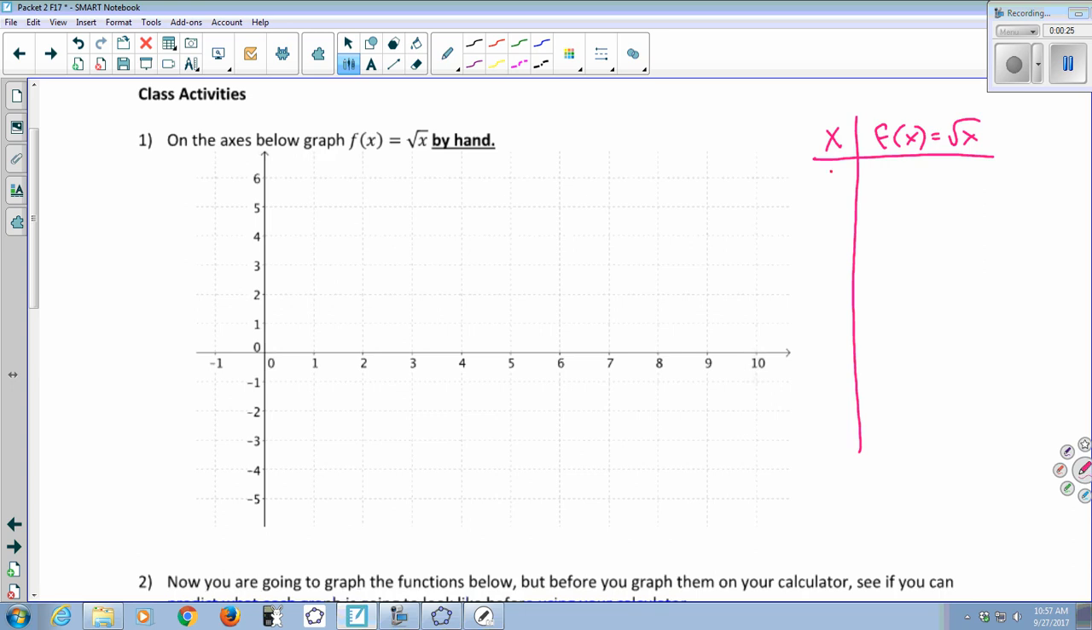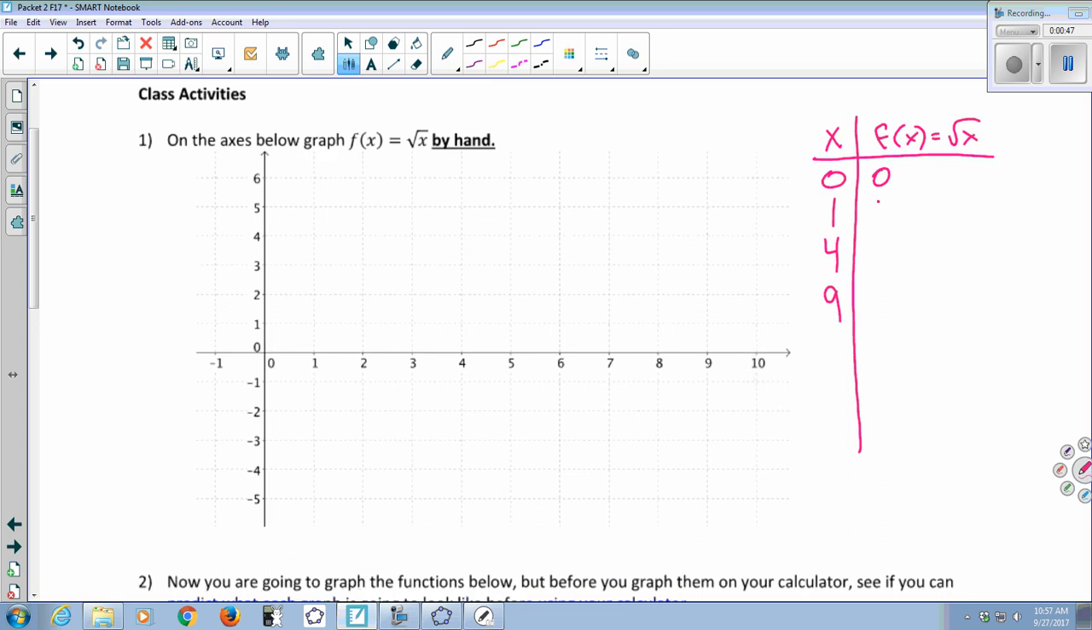So I will do 0. I can take the square root of 0. I can take the square root of 1. It's 1. And then I'm only going to list perfect squares here so that I can easily take the square root of them. And based on my axis, the last x value that's easy to square root is 9. The next one would be 16, and that's off the x-axis. So I'll stop at 9.